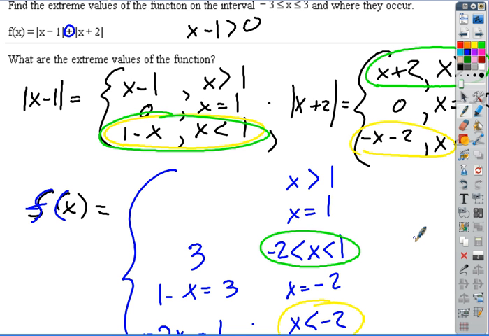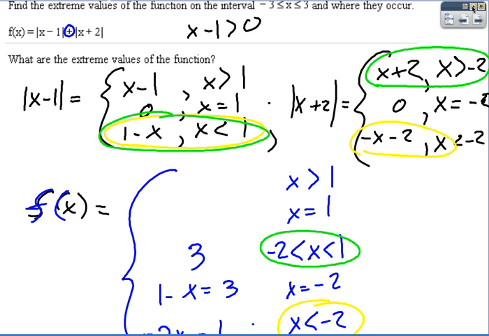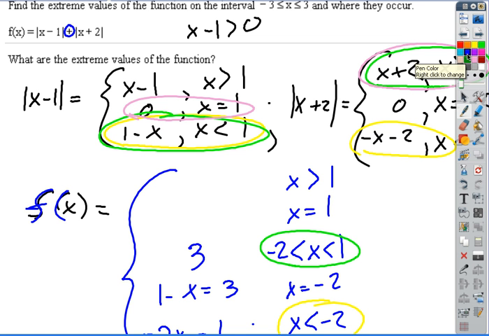Okay, so x equals 1. When x is equal to 1, if x equals 1, that means it's greater than negative 2, right? So we can actually get a value. It's going to be x plus 2, which is 3.